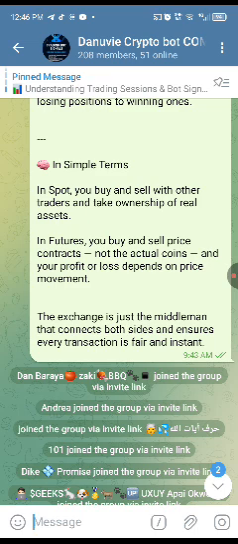So the exchange is just the middleman. The exchange is just the people that will take your order and fulfill it in the market, that connects both sides and ensures every transaction is fair and instant, like I said. So that is just the work of a cryptocurrency exchange. Their job is to regulate and make sure that there is no fraud. The buyer pays the seller, the seller pays the buyer.